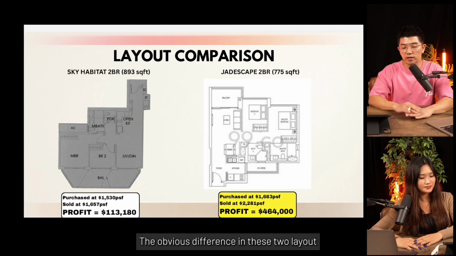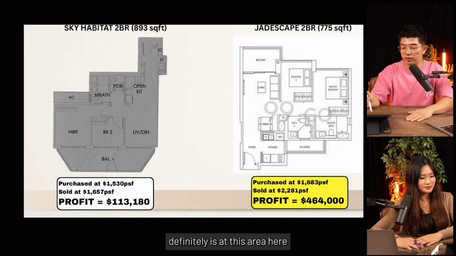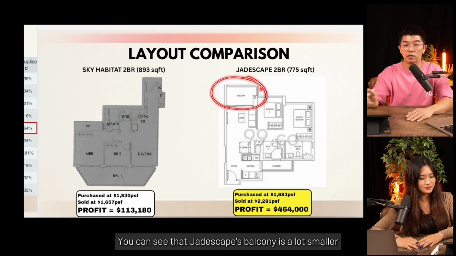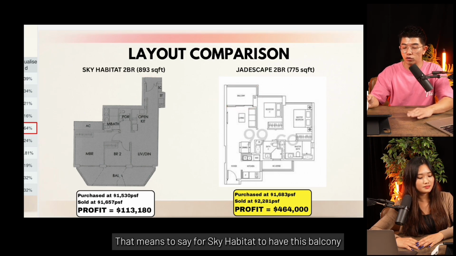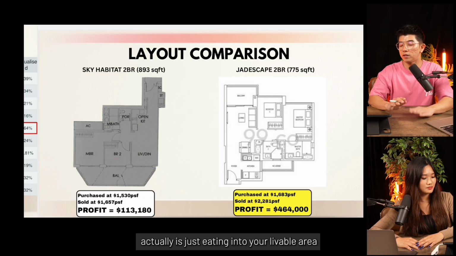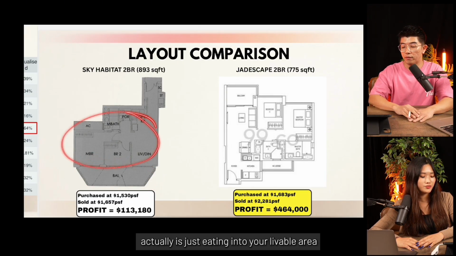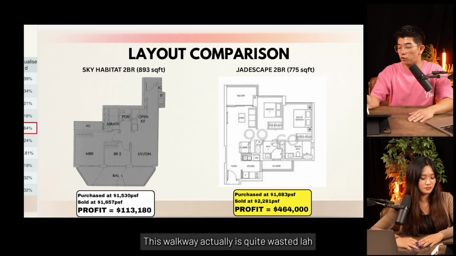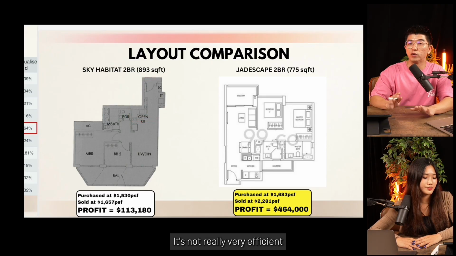The obvious difference in these two layouts definitely is at this area here. If we look at the comparison between these two, Sky Habitat versus Jadescape, you can see that Jadescape's balcony is a lot smaller. That means to say, for Sky Habitat to have this balcony is just eating into your livable area. So you can see, first thing first, over here, the walkway is also much longer. This walkway actually is quite wasted in terms of the space. Yeah. It's not really very efficient.